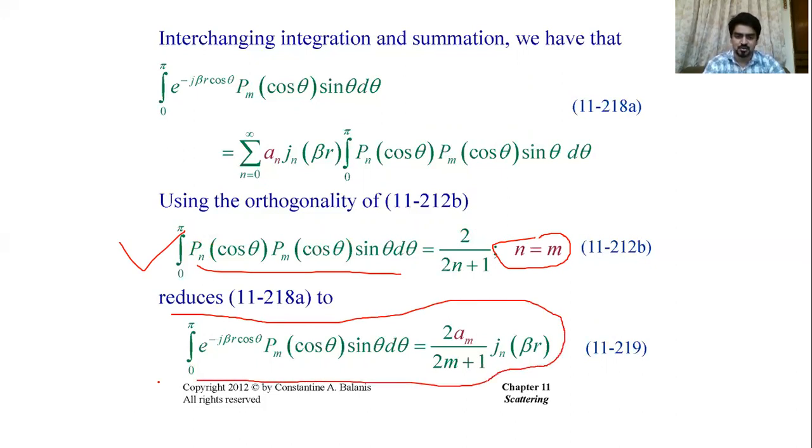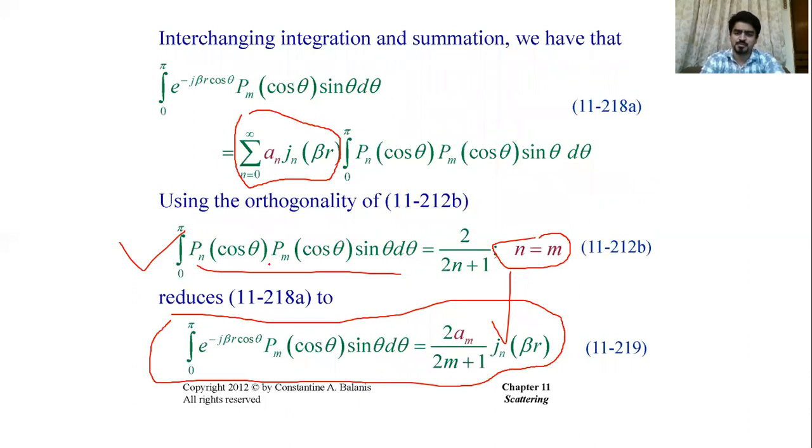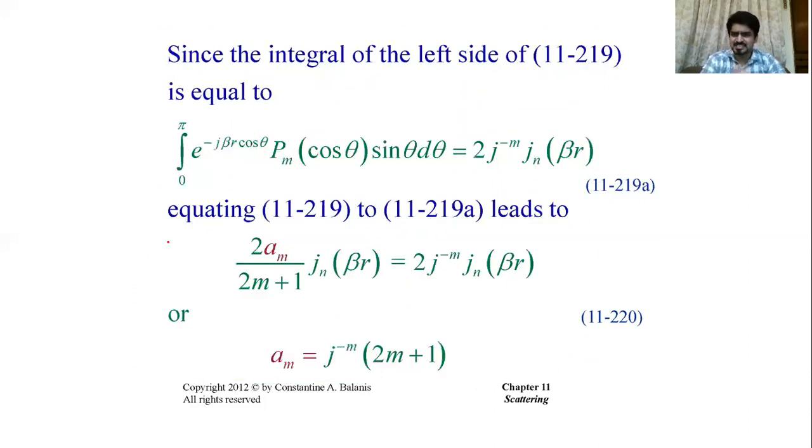So the right hand side will only have one term. This summation will get reduced down to one value. When you do that, this will be your right hand side, and from that we will be able to derive the expression of a of m. So this will be your expression for a of m, which we wanted to derive.